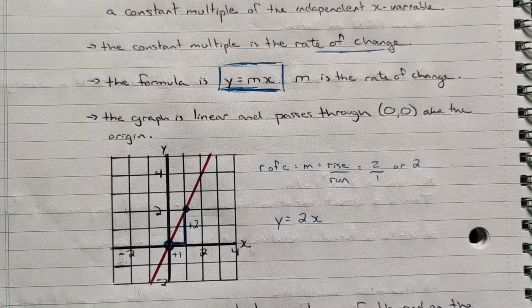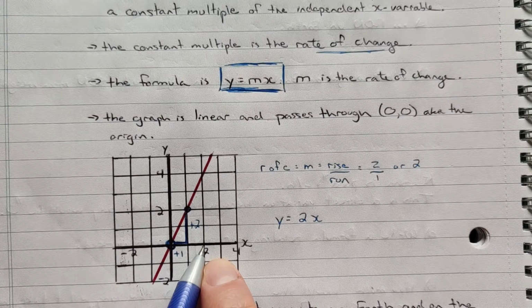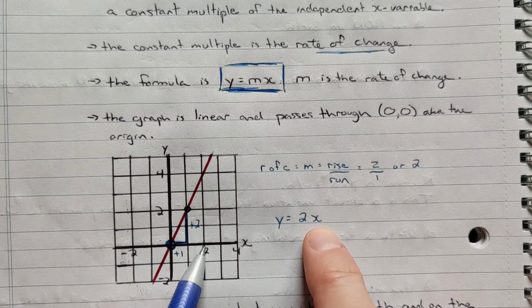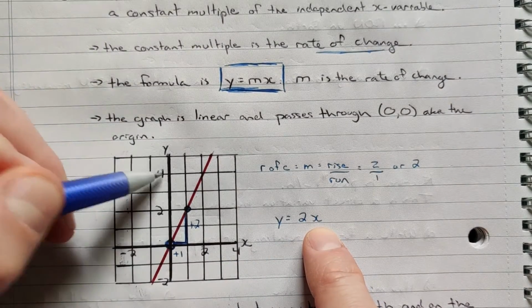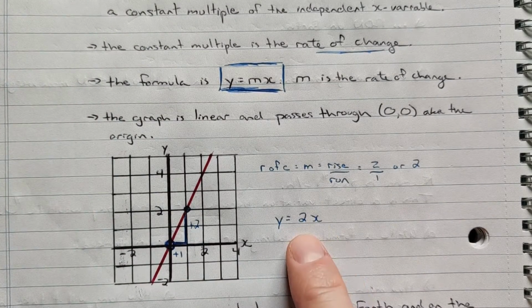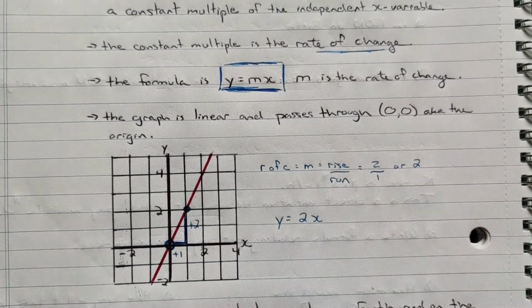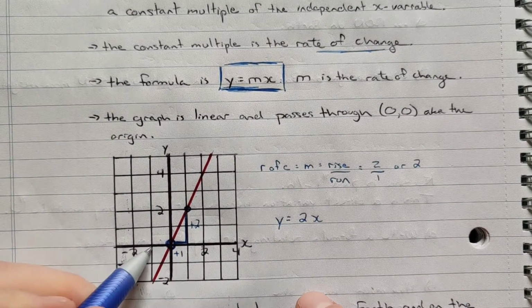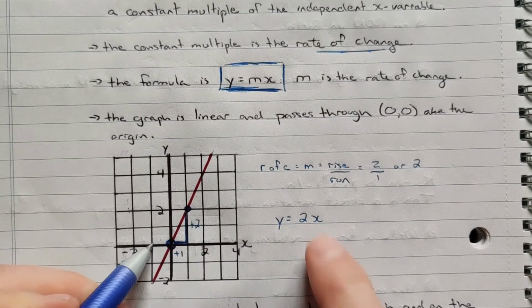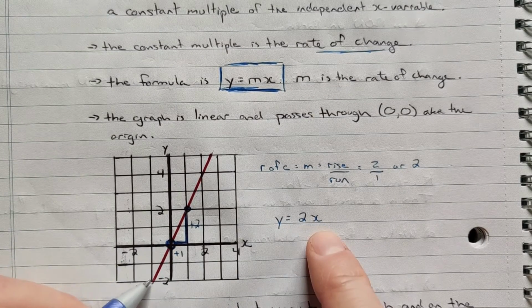Whatever x value we have, we multiply it by 2, and we should get the respective y value. Let's take a look on the graph and see if that works. Right here, x is 2. 2 times 2 is 4, and that works. It matches up. It's a little bit off on my graph, but that's because I don't draw the straightest of lines sometimes. Let's try one more. At this point, x is negative 1. Negative 1 times positive 2 is negative 2. So that point works there as well.